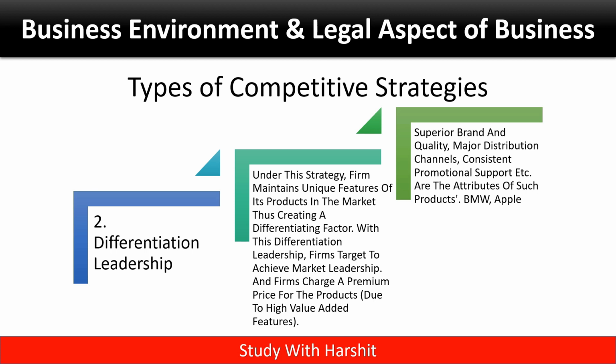Types of competitive strategies. Differentiation strategy. Under this strategy, the firm maintains unique features of its product in the market. With differentiation leadership, the firm aims to achieve market leadership. The firm charges a premium price for the product due to its high value added features, superior brand quality, major distribution channels, consistent promotion, support, etc. Like Apple, BMW.